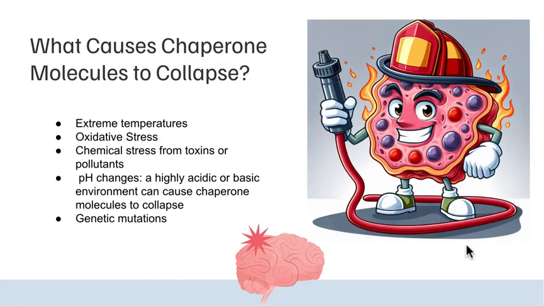So, what causes chaperone molecules to collapse, which was a little bit talked about in the last video? But first off, extreme temperatures. And then next up, oxidative stress, and then chemical stress from toxins or pollutants. pH changes, a highly acidic or basic environment can cause chaperone molecules to collapse. And then lastly, genetic mutations.